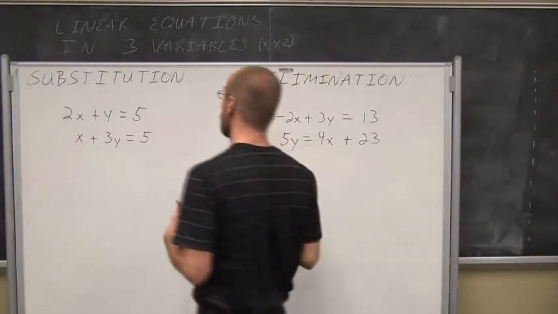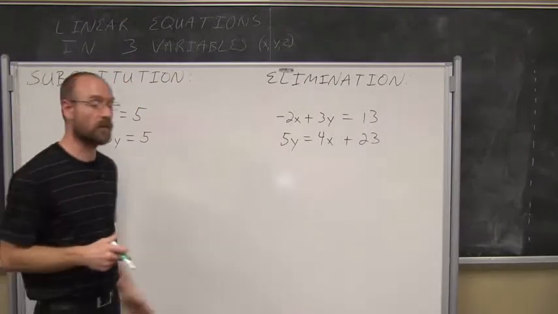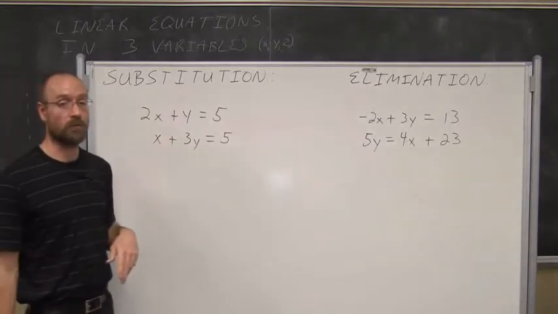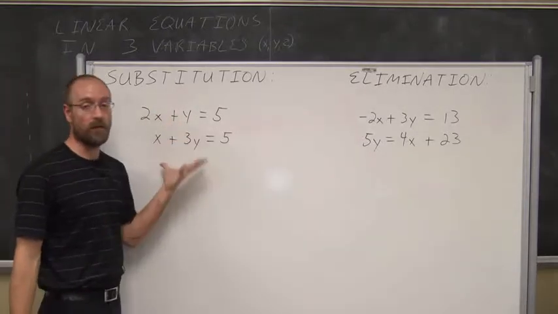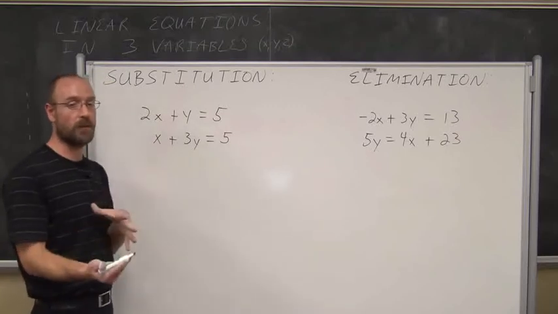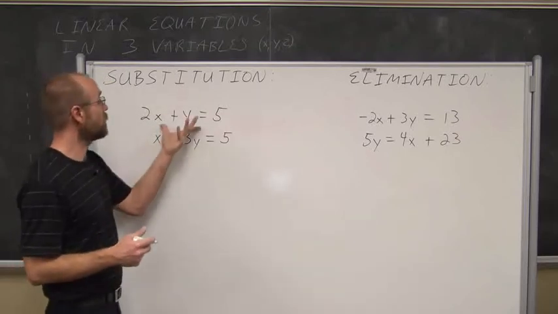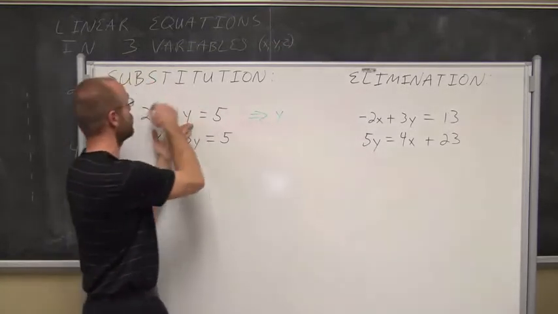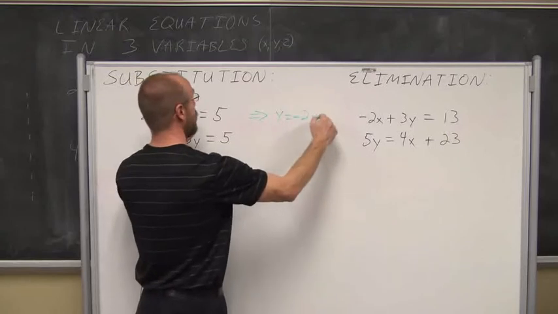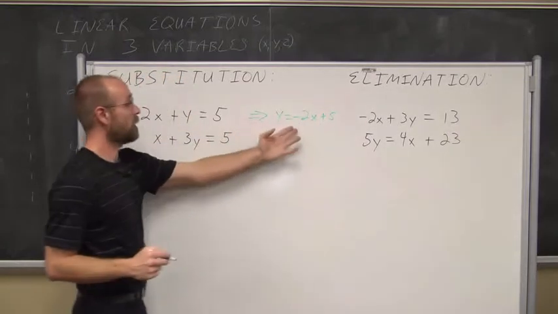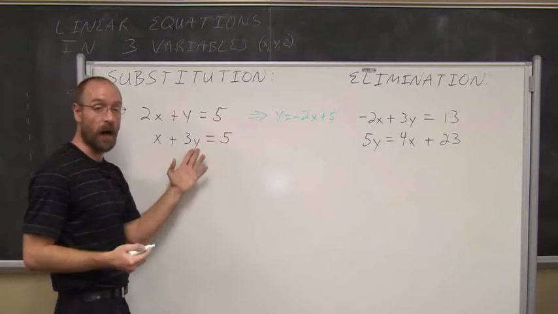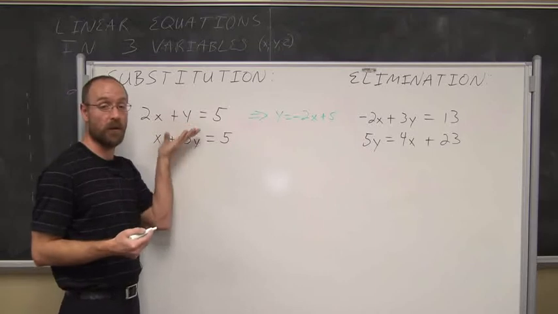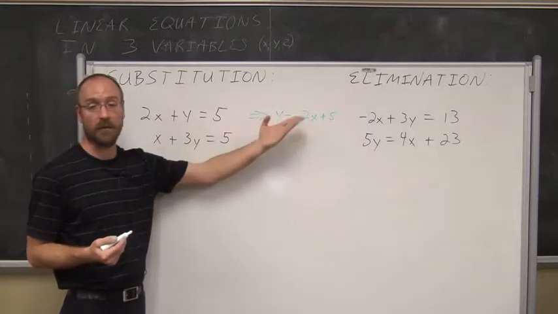All right, there are two different methods that we're going to explore for solving systems of linear equations. And the first method is substitution. What we want to do is solve this for one of the variables and then substitute it into the other equation. Now, looking at this, I could solve this for y, and I'll do that right here. I could say y equals, just subtract 2x from both sides, negative 2x plus 5, and substitute this value in for y. The reason why I chose y in this equation is because it had a very small coefficient, a coefficient of 1, making it the easiest to solve for.